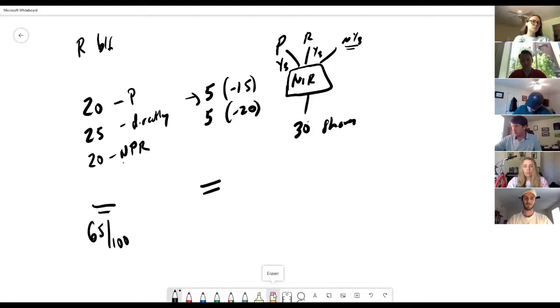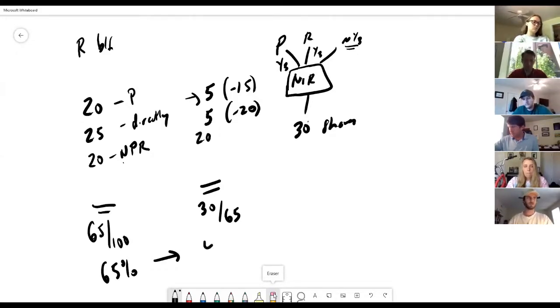And then after, she owns Paul's 5, she owns her own 5, and she still owns 20. So she owns 30 over 65. So that's 65% down to 46%. And this qualifies as substantially disproportionate. She gets below 50%.